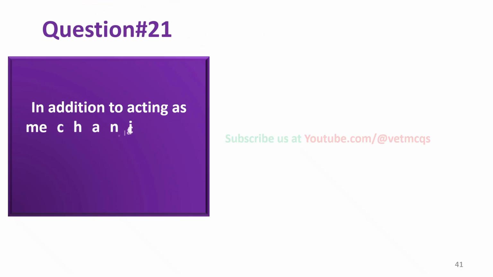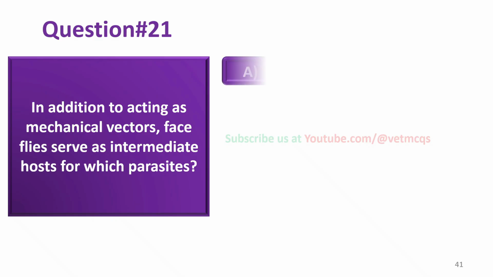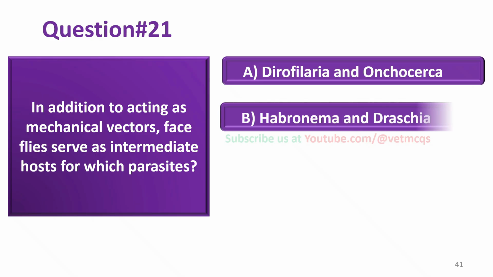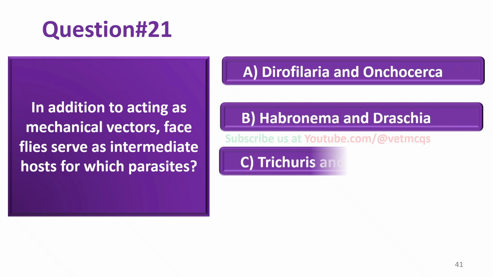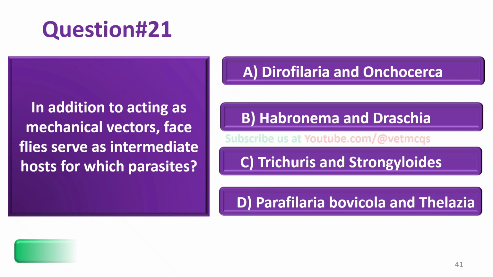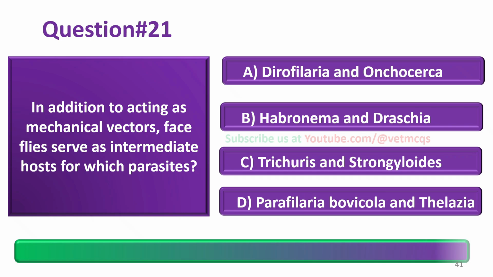In addition to acting as mechanical vectors, face flies serve as intermediate hosts for which parasites? Dirofilaria and Onchocerca, Habronema and Draschia, Trichuris and Strongyloides, Parafilaria bovicola and Thelazia. And the correct answer is option D, that is Parafilaria bovicola and Thelazia.